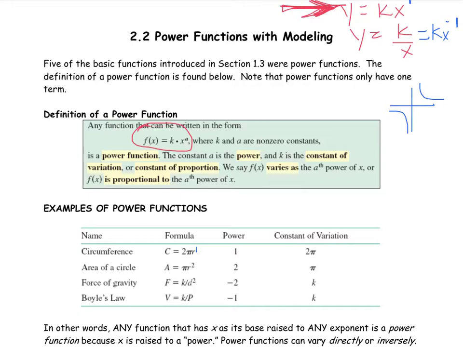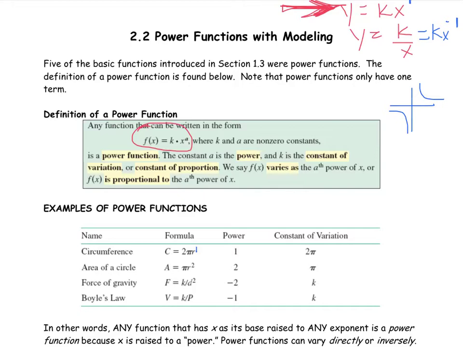Okay, kind of simple. Same thing with the area of a circle. Area equals pi r squared. The constant is pi. It's just a number. It's a symbol, but it's a constant. And the power of your variable is 2. So the power of this function is 2.